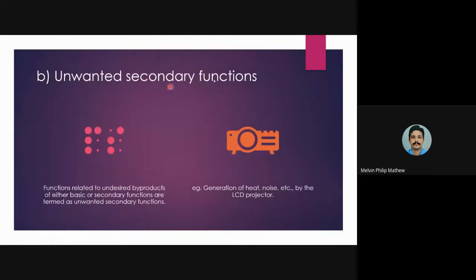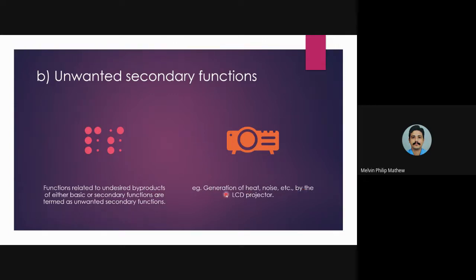So what is an unwanted secondary function? Unwanted secondary functions are undesired byproducts of either the basic or secondary function. They are the undesired byproducts of basic or secondary functions and are termed as unwanted secondary functions. An example is that if you are taking that LCD projector or TV, we know over multiple use or during a longer period of use, it will generate heat, noise, etc. These are all byproducts of the working of the product.